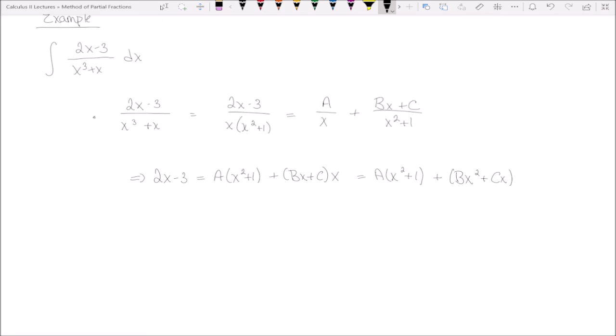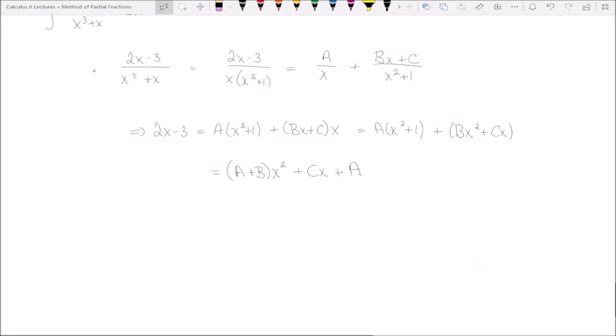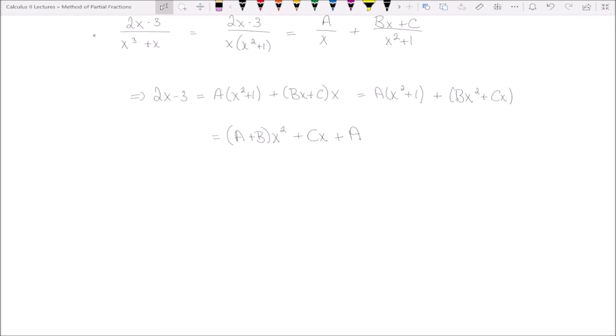Okay. Distribute the x through. Now let's group together like terms. We have a plus b times x squared, plus c times x, plus just a. Now coefficient comparison, we're going to get a plus b has to be 0, c has to be 2, and a has to be negative 3.